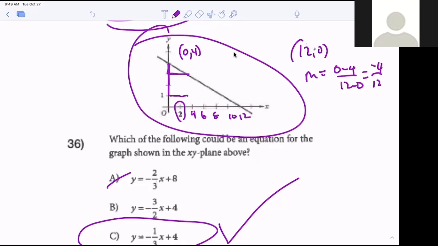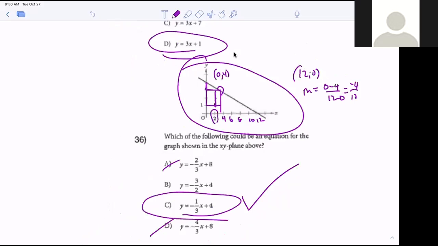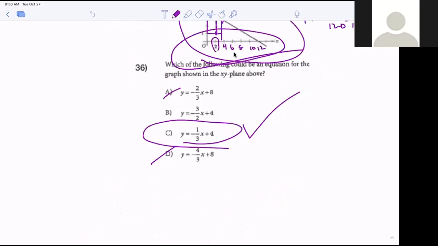I couldn't tell exactly what this was because to me it almost looks like it goes to 4, but that was okay. If I go down 3 and over 2 it stops here, so I definitely knew that wasn't correct anyway. I'm just telling you, be careful on the test with the scales.